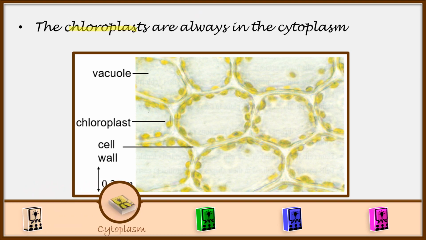The chloroplasts are always in the cytoplasm. So when you look at our cells, we have said that this one is the cell wall, which is enclosing the cytoplasm. And you can see that our chloroplasts are in the cytoplasm. You find them in the cytoplasm. They are embedded in the cytoplasm. Those are chloroplasts.